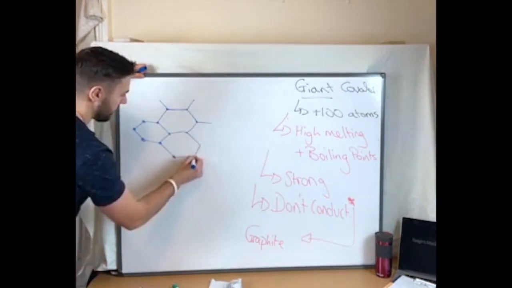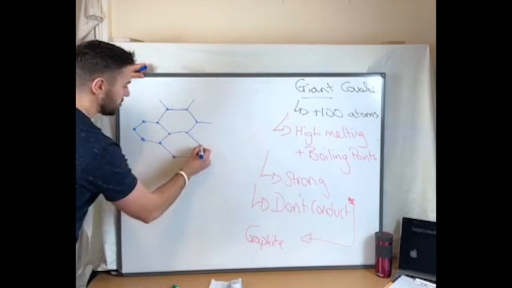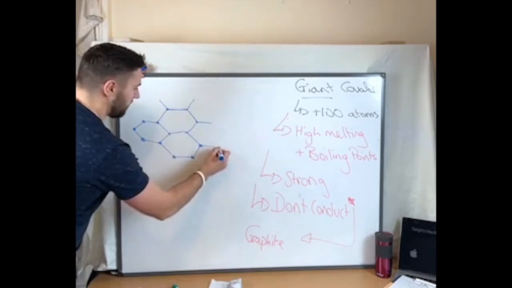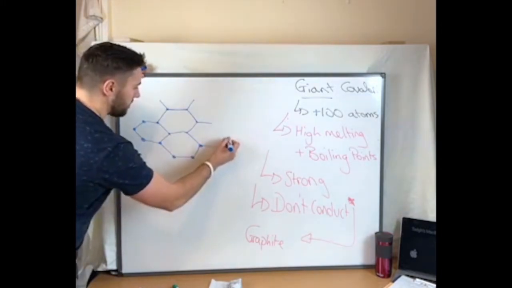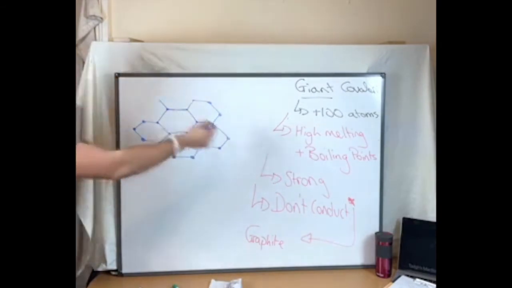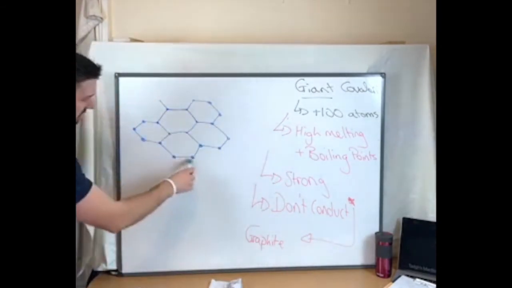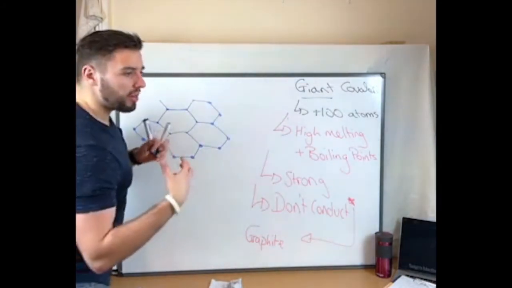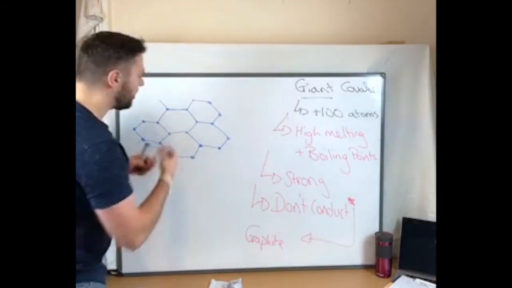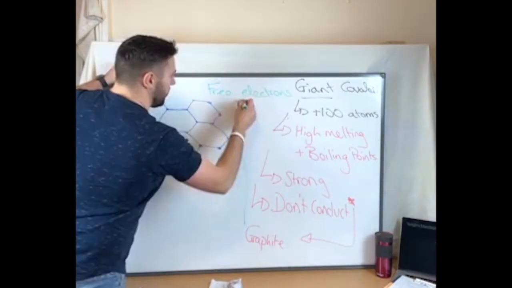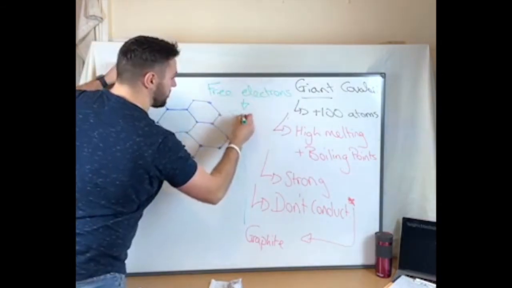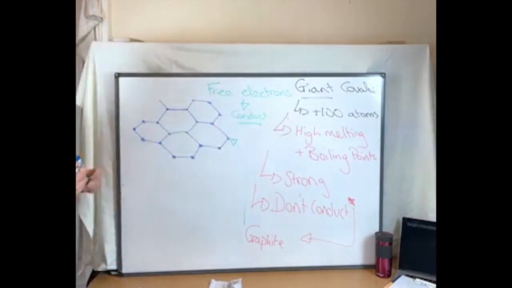This is where you get your graphite sheets from. So it's because they're going to end up forming layers on top of each other. So they're going to end up getting this structure. But eventually, the ones at the end, these ones, they're not going to have their full shells filled. So they're going to have free electrons, and those free electrons will conduct. Okay, so graphite will let you conduct.